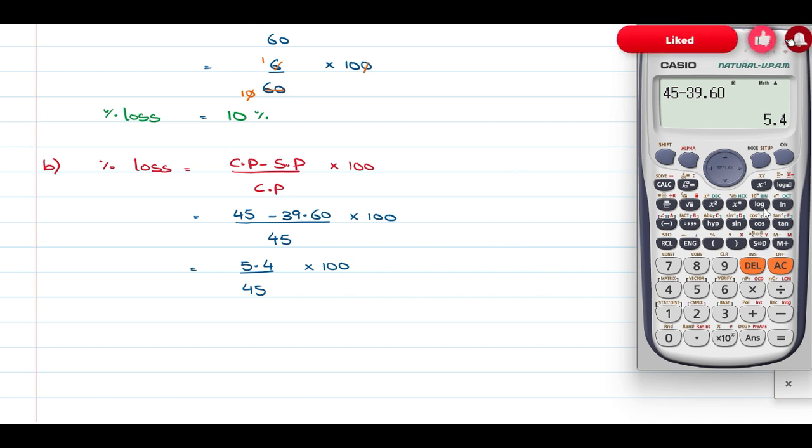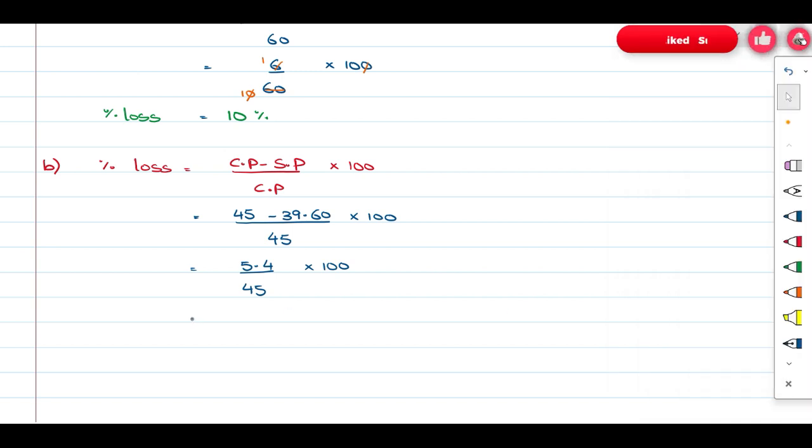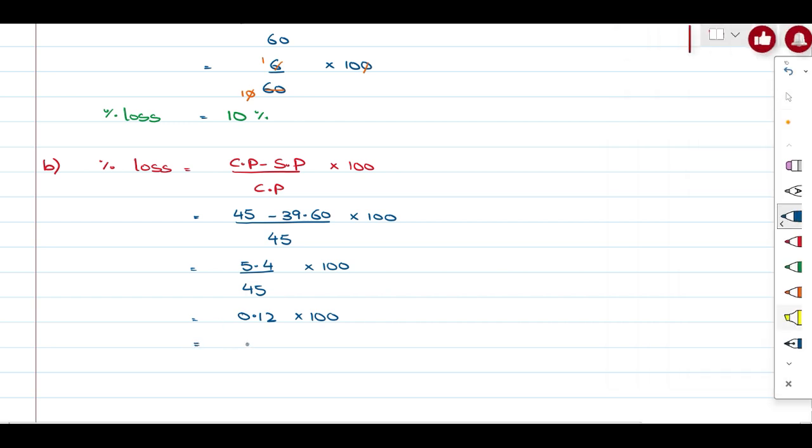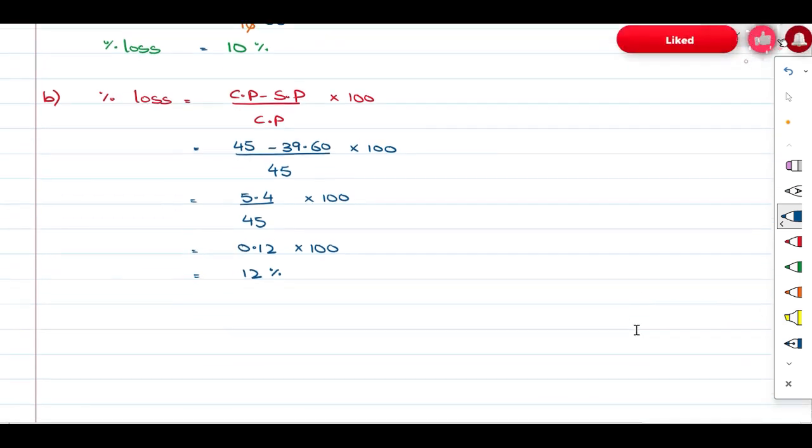Now the decimal division, 5.4 divided by 45, that is 0.12, and times it by 100. So this is 12%. Yeah, it's 12%. So it's 12% for part B. Let me do the third part, C.